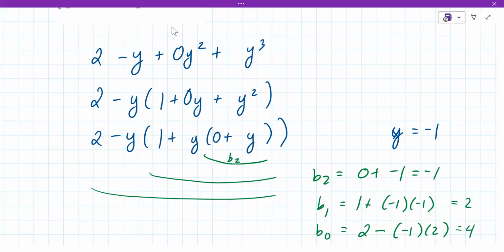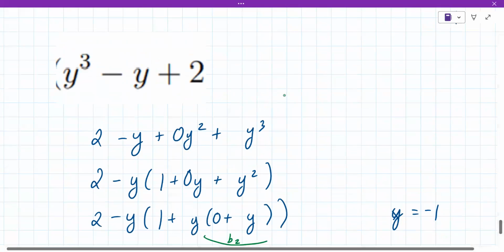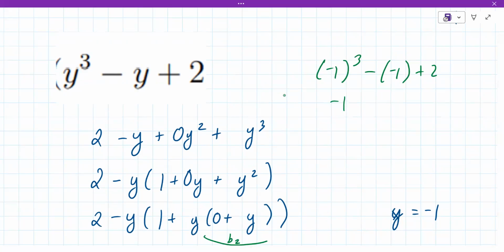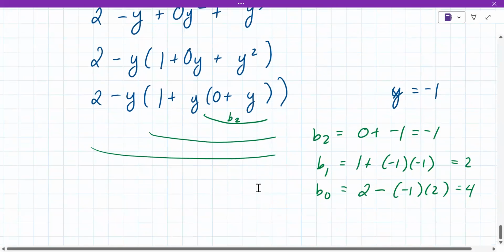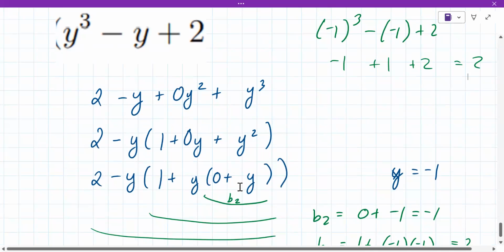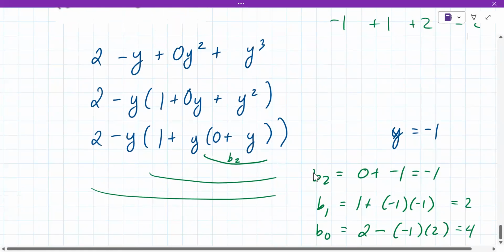Is that what we expect it to be? So -1 cubed minus a -1 plus 2. This ends up being -1 plus 1 plus 2, which is 2, not 4. What is going on here? Okay, -1, -1 there times that. 1 plus -1 times negative is 2. 2 minus -1 times 2 is 4.